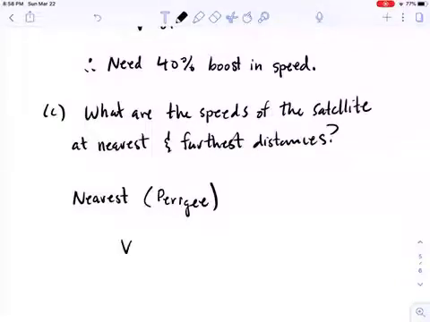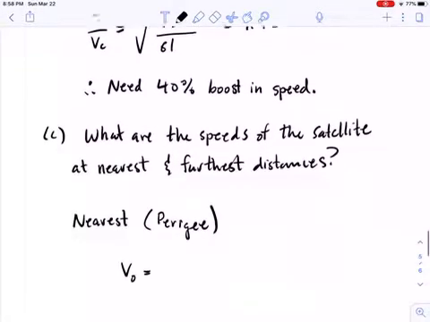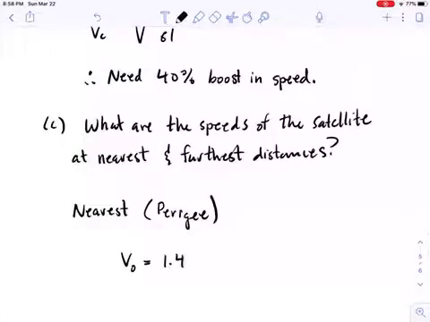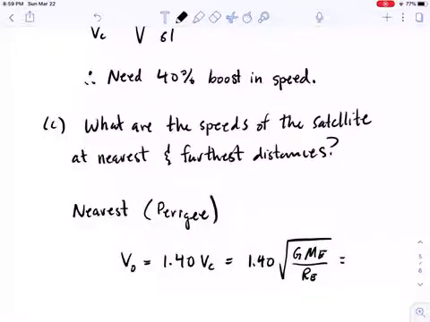And so we found that what we had to do is we had to boost the speed by 40% of the circular orbit speed, but we calculated the circular orbit speed as the square root of the gravitational constant times the mass of the Earth over the circular radius of that orbit, which we're just going to say is going to be close to the Earth's radius. And if you put in those numbers, you'll get 11 kilometers per second.